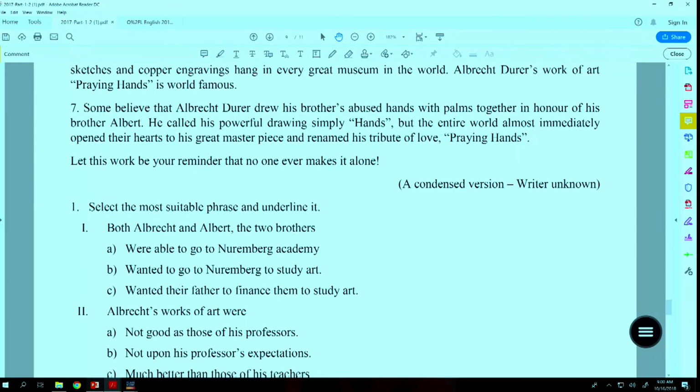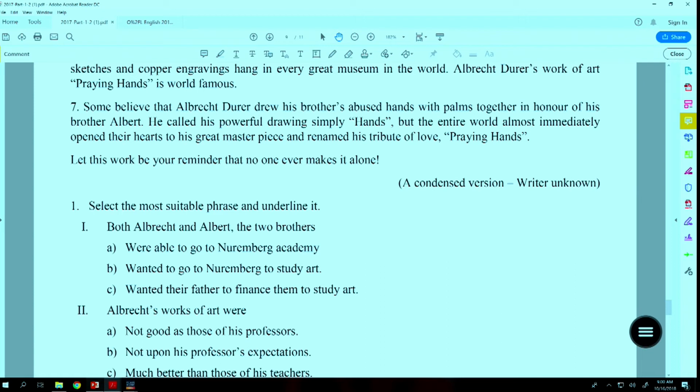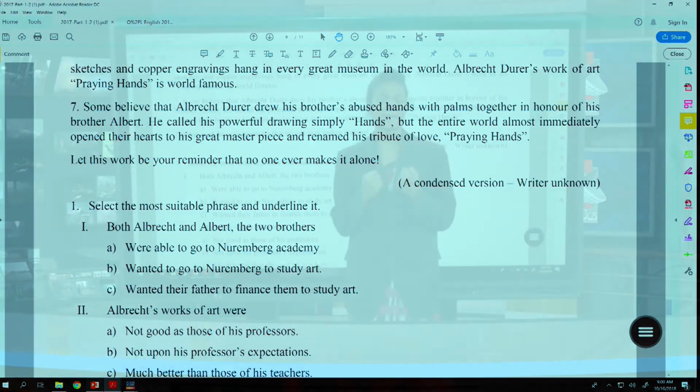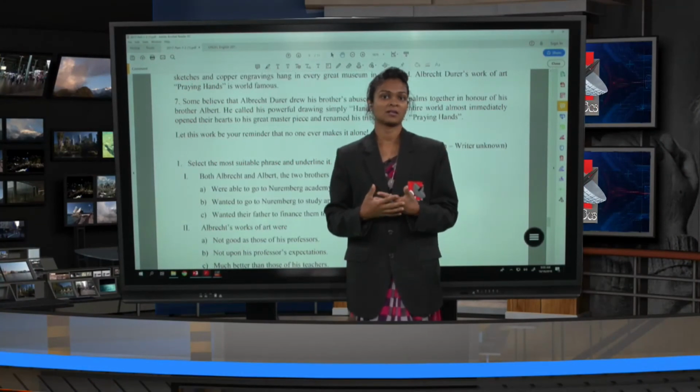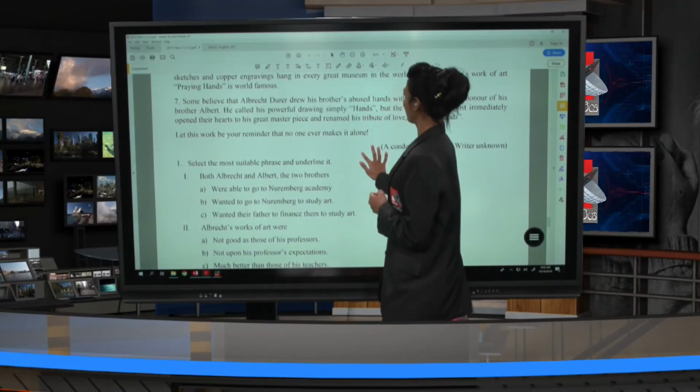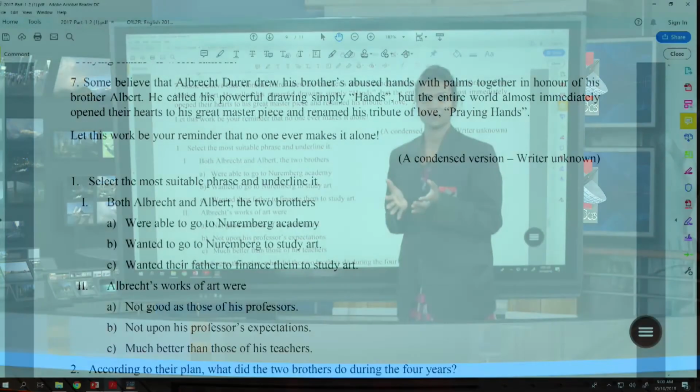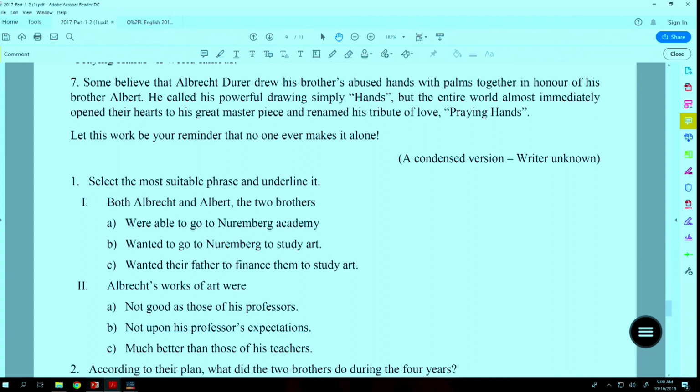In para 7th, some believe that Albrecht Dürer drew his brother's abused hands. ගොඩක් අය විශ්වාස කරනවා මොකද්ද මේ Albrecht ඇන්දේ එයාගේ සහෝදරයාගේ අර නාස්ති උනේ කියන්නේ abused hands වැඩ කරලා මහන්සි වෙලා. ඒ වෙනුවෙන් කැපවුණු අත් දෙක කියලා. Hands with palms together. In honor of his brother Albrecht. ඔහුගේ සහෝදරයාට ගෞරව කිරීමක් වශයෙන්. He called his powerful drawing simply hands. එයාගේ drawing එකට එයා කියන්නේ hands කියලා.